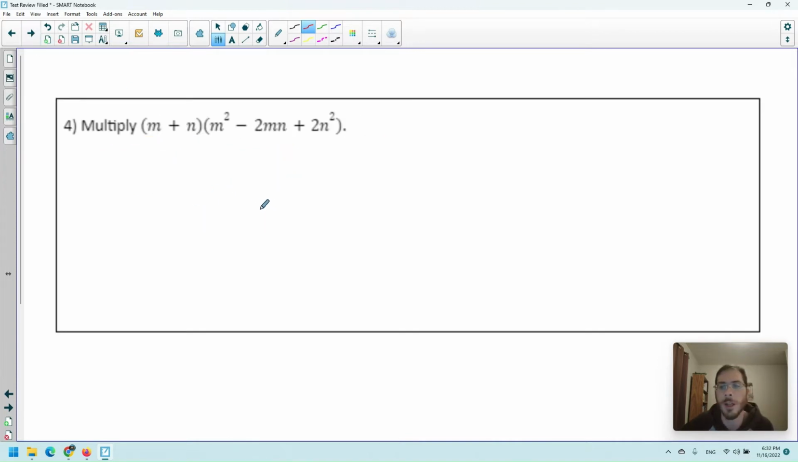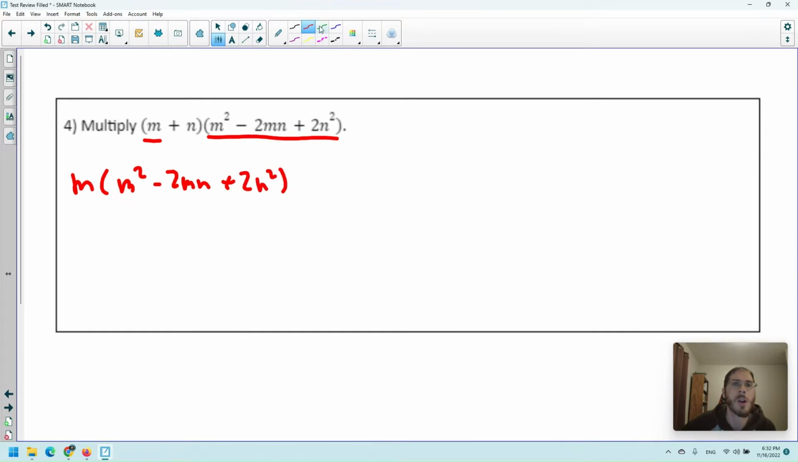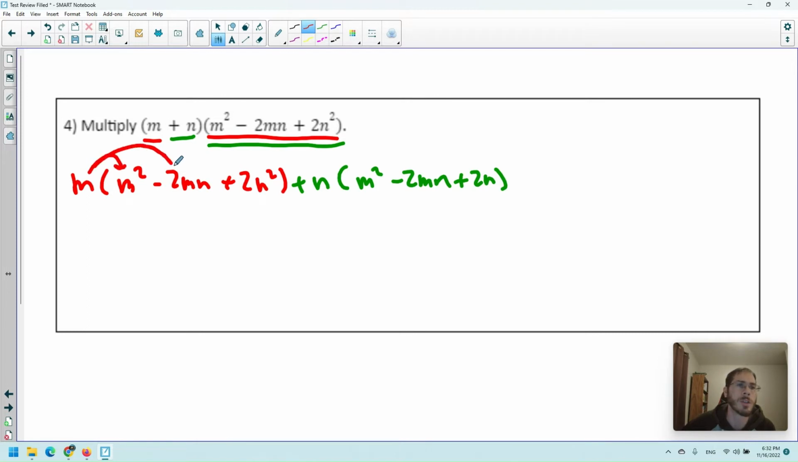For number 4, we need to multiply. So to do this, what we want to do is multiply m by this entire expression. So m times m squared minus 2mn plus 2n squared. And then we also have n times m squared minus 2mn plus 2n squared. And then we're going to distribute. So it's a double distributive question.